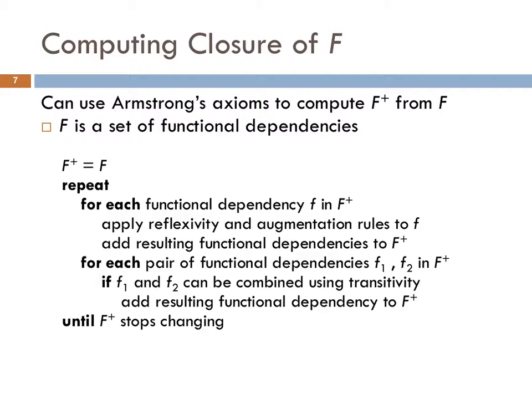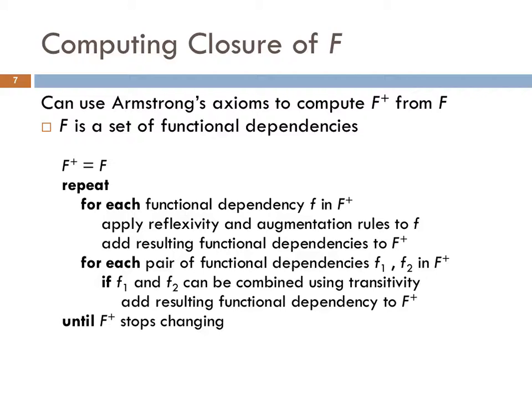So notice we start with the closure being just capital F, all the initial dependencies that we start with. Apply reflexivity and augmentation. So what are we doing there? Well, we're adding stuff to one or both sides. We add those functional dependencies to the closure of F.